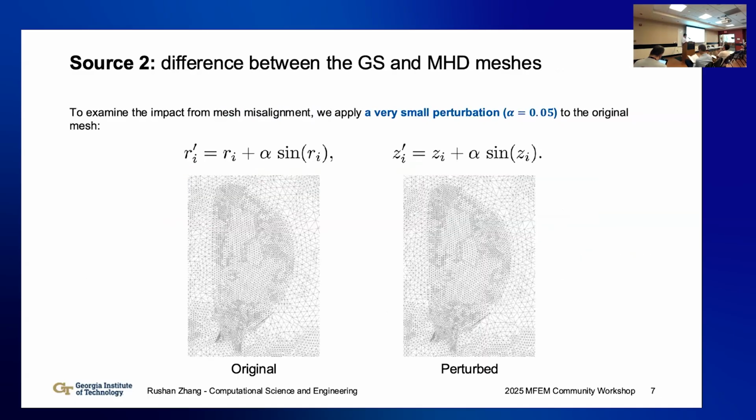The second source I discussed is that the misalignment between the GS and MHD meshes might lead to loss of accuracy. In our experiment, we'll show a result with a very small perturbation. We'll see whether this small perturbation already results in loss of accuracy, so that if it is misaligned, it will definitely lead to a very large error. We use a very small amplitude of 0.05 to see this result.